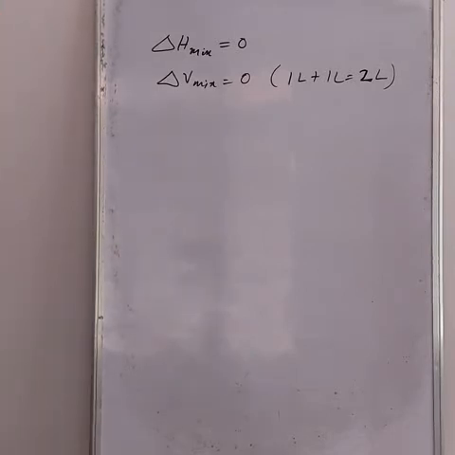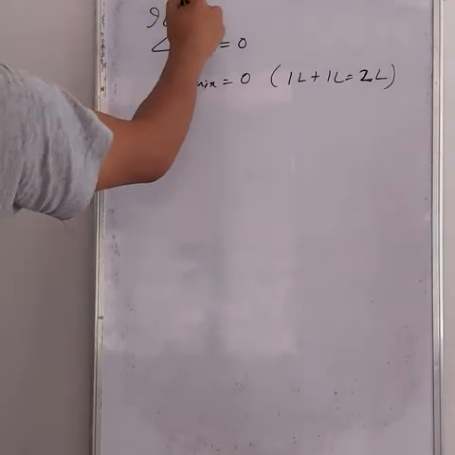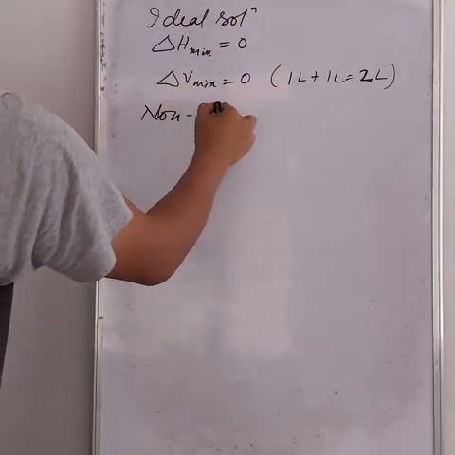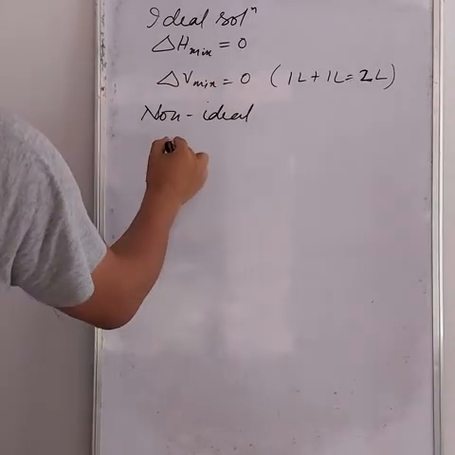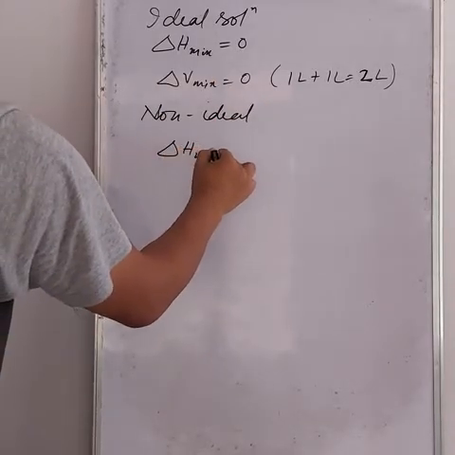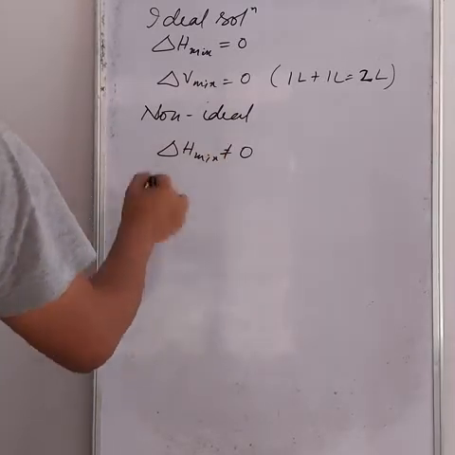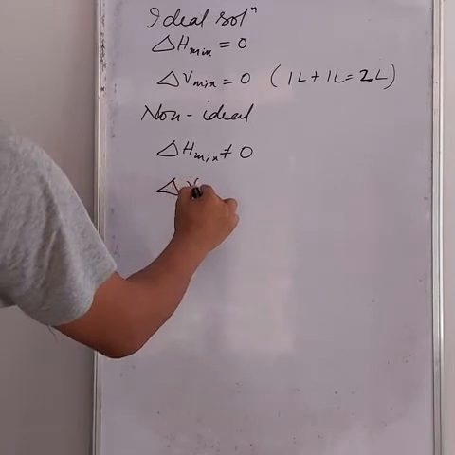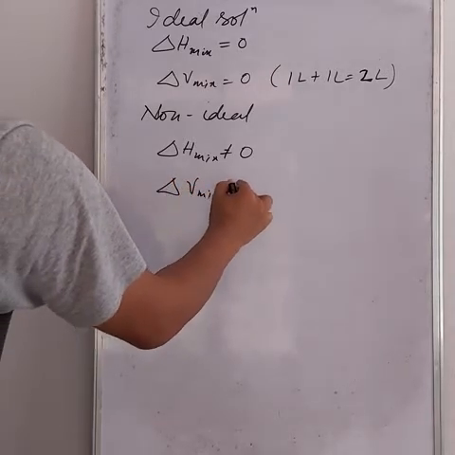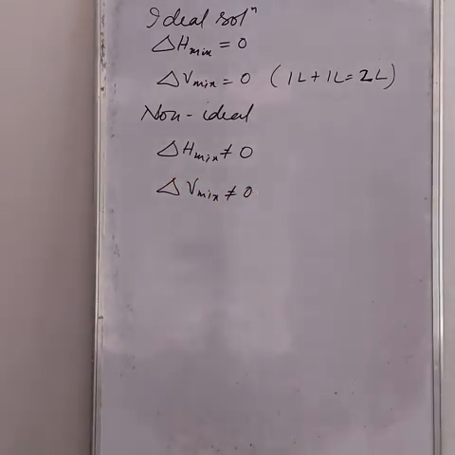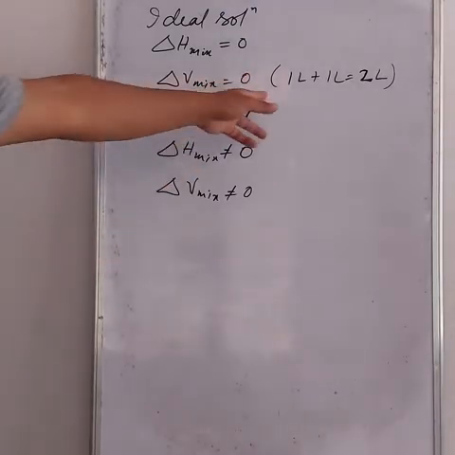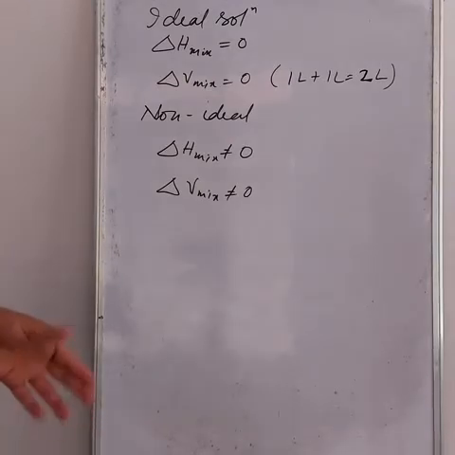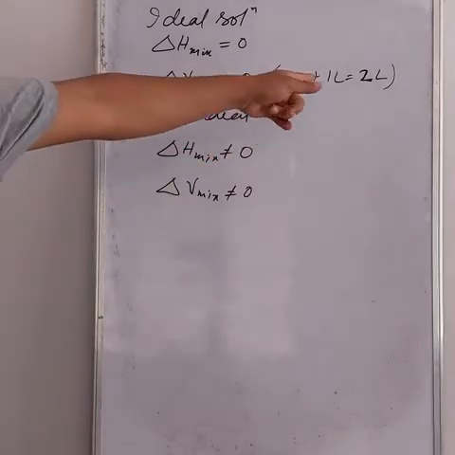But if it's non-ideal, then you should see that the enthalpy of mixing is also not equal to zero. It may be negative, or it will show positive deviation or negative deviation, and the volume change in mixing is also not equal to zero. That means if you mix 1 liter of a certain solvent and another liter of another solvent, then it may not add up.